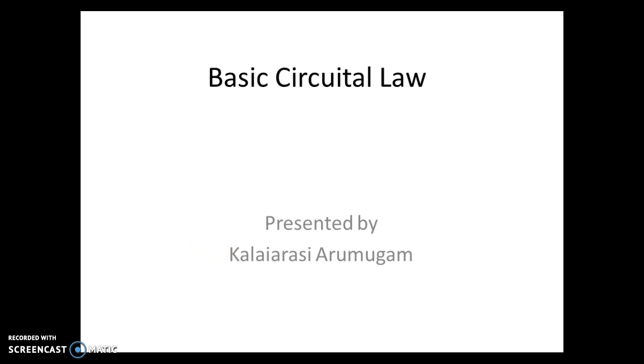Before we start with the basic circuital law, first, what is an electric circuit? Basically, an electric circuit is a model of a device operated by electrical energy. The various concepts and methods used for analyzing the circuit are called circuit theory. Before we deal with basic circuital law, what are the basic terms that have to be understood before studying the concepts of circuital law?